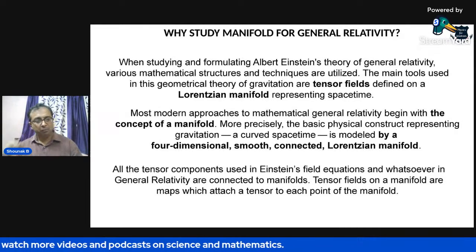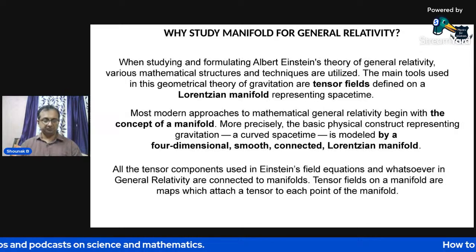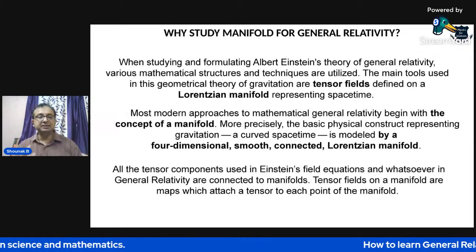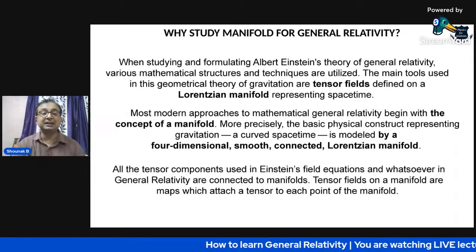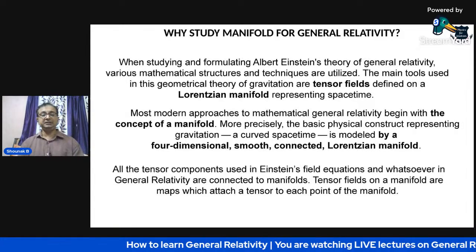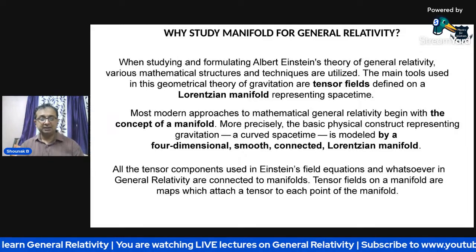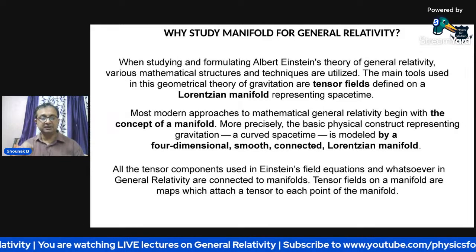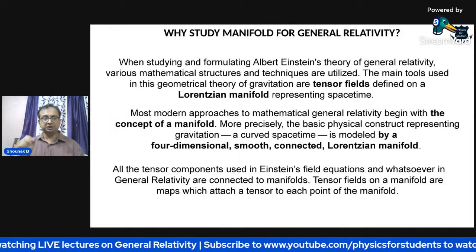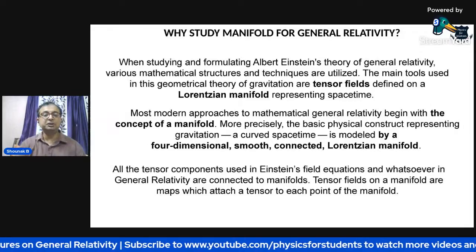Second, most modern approaches to the mathematics of general relativity begin with the concept of a manifold, a four-dimensional, smooth, connected Lorentzian manifold. Now you see the second paragraph. It is so important. It tells that, more precisely, the basic physical construct representing gravitation is modeled by a four-dimensional, smoothly connected Lorentzian manifold.